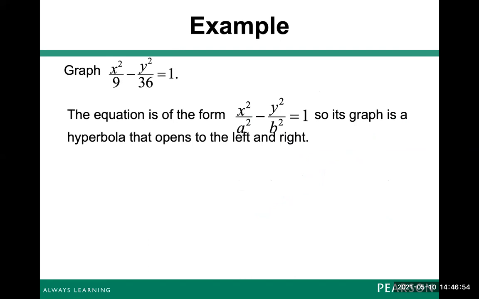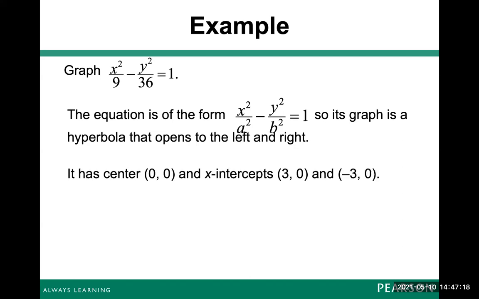Starting with x² over 9 minus y² over 36 equals 1. So this equation has the form x² over a² minus y² over b² equals 1. So this is a graph which is a hyperbola that opens to the left and to the right. It's going to have a couple of x-intercepts. It has center (0, 0) and x-intercepts at (3, 0) and (-3, 0). That's because a² is 9, which means a is 3.